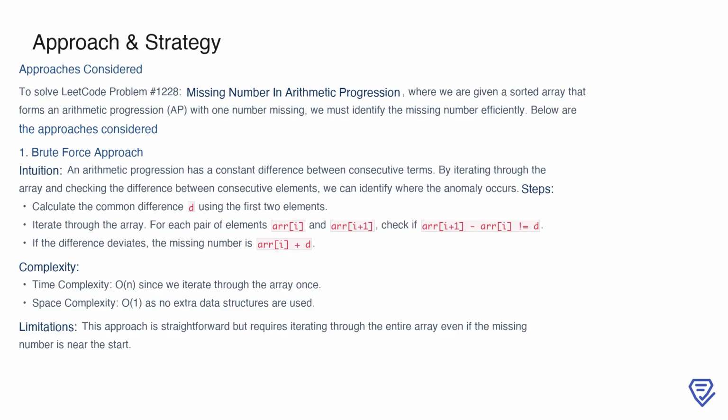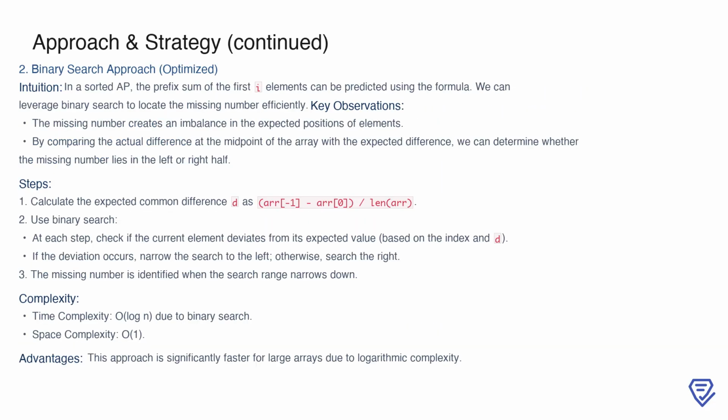While this approach is intuitive and doesn't require extra space, it's inefficient for large arrays because it involves a full traversal, even if the missing number is near the beginning. Now, a more efficient solution is the binary search approach. This leverages the sorted property of the array to narrow down the search space significantly. In an arithmetic progression, the deviation caused by the missing number will disrupt the expected positions of elements.